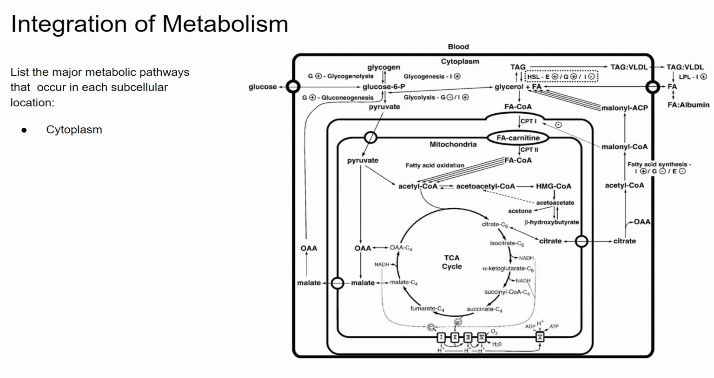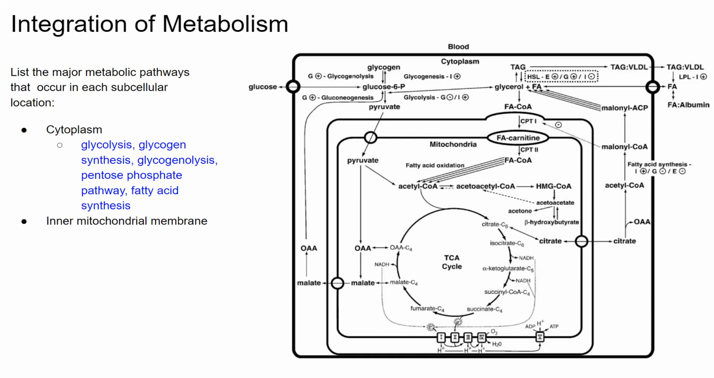All right, so list me some pathways that occur in the cytoplasm. Glycolysis. Nice. What else? Gluconeogenesis. Good. Glycogen synthesis. Good. Fatty acid synthesis. Good. There's one other one. It's the random one that randomly produces NADPH. Pentose phosphate pathway. Good job. That's all of them.